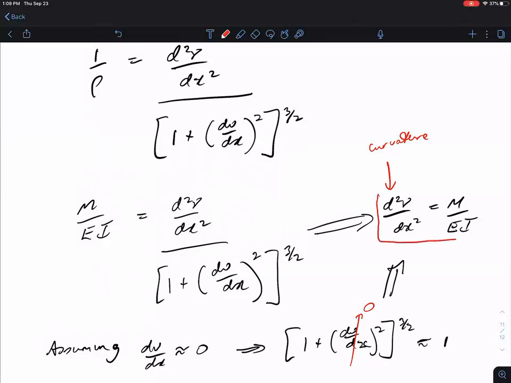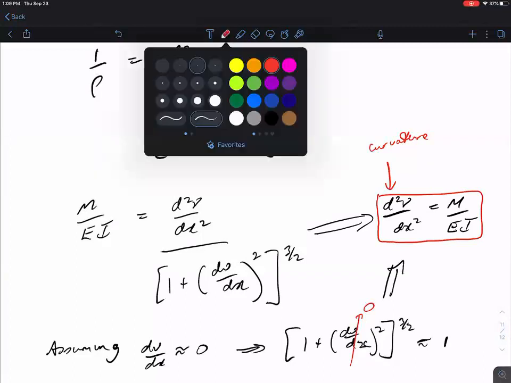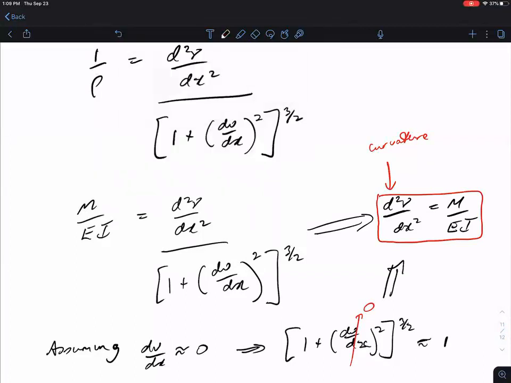So this is the differential equation that relates the internal moment in a beam to its displacement and slope. Right, so we know that, and by that we mean that v is the displacement and dv/dx is the slope.